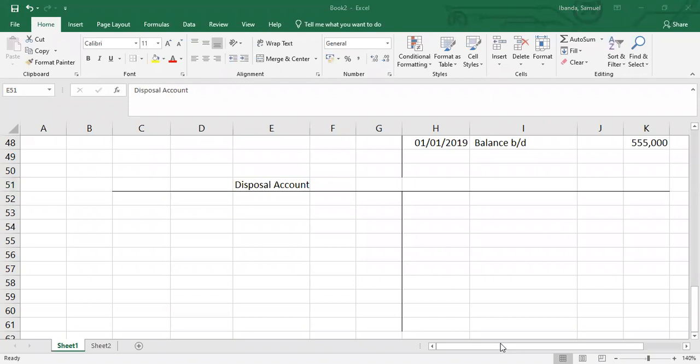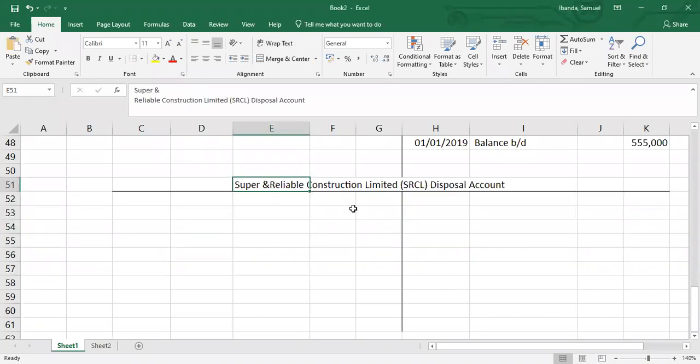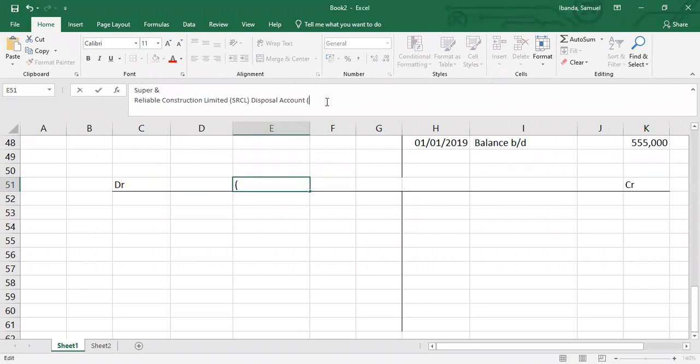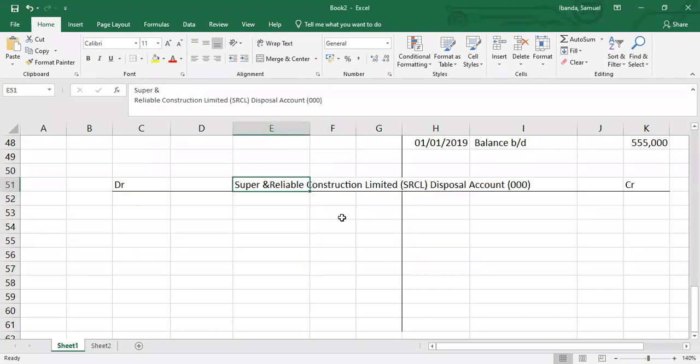So we shall draw our disposal account and try to put in the information as we have it. That is our disposal account. It has a debit, it has a credit, and it's also in 1,000. Okay.